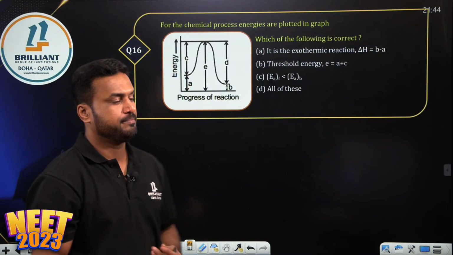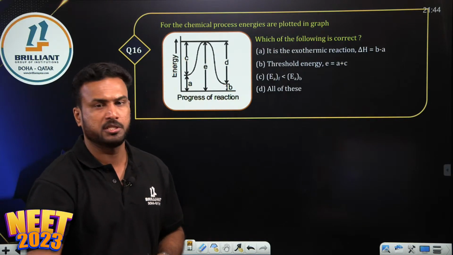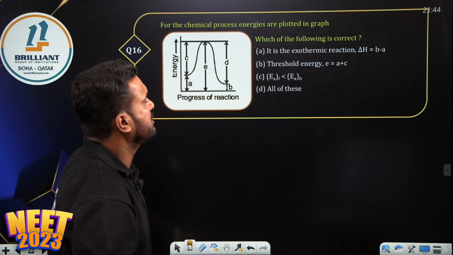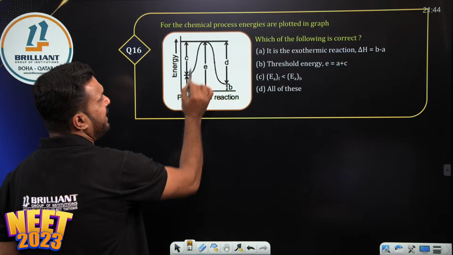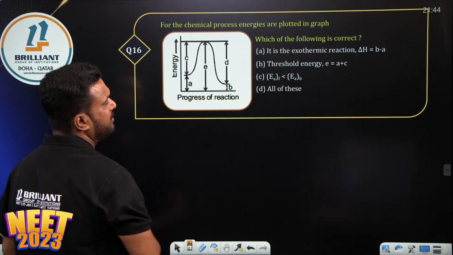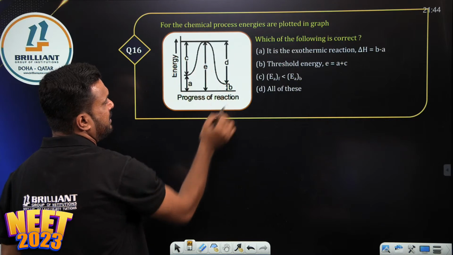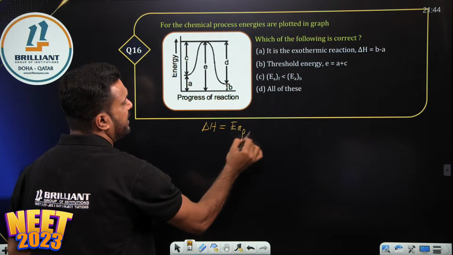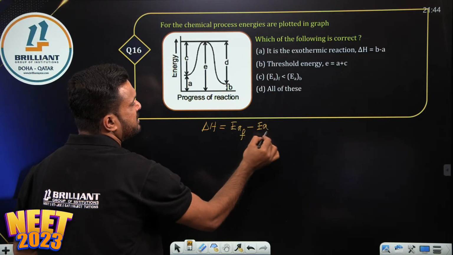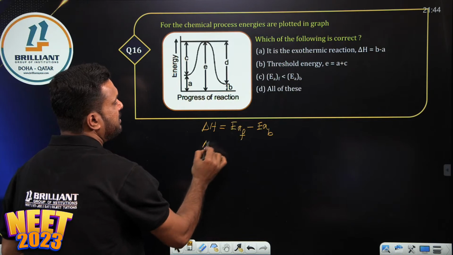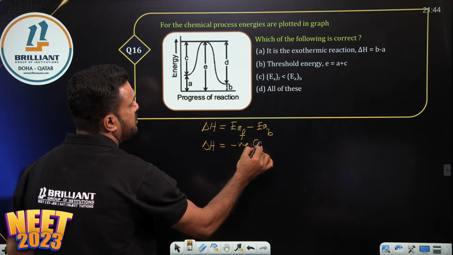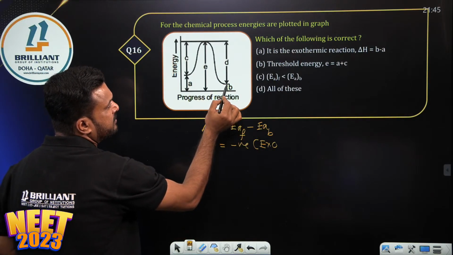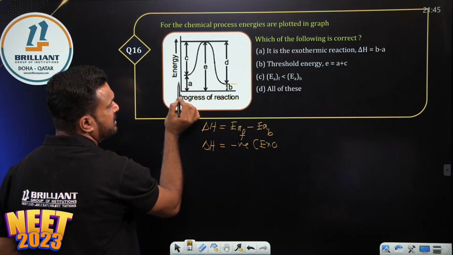Now question number 16. Another question based on graph. For the chemical process, energies are plotted in graph. A converted to B, a reaction is given. We know that enthalpy change delta H is equal to EA of forward reaction minus activation energy of backward. Whenever delta H value is negative, it's called exothermic. Here the energy of forward is less, because here is the value, energy is less.